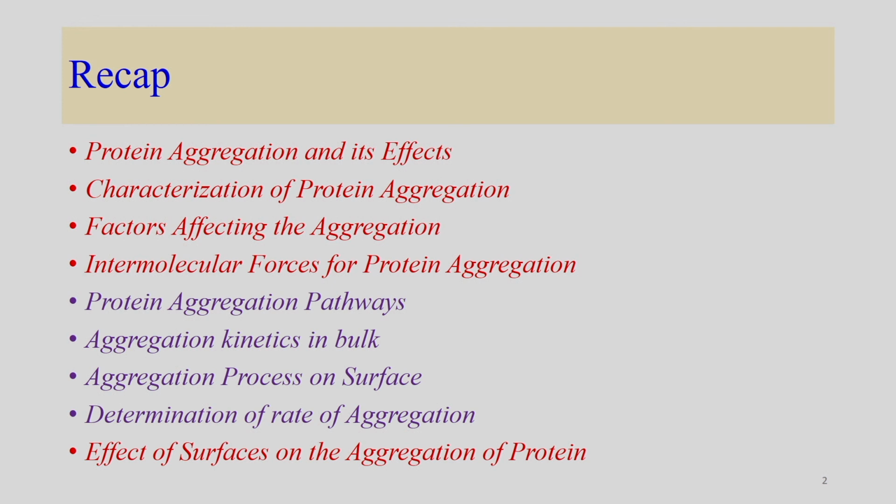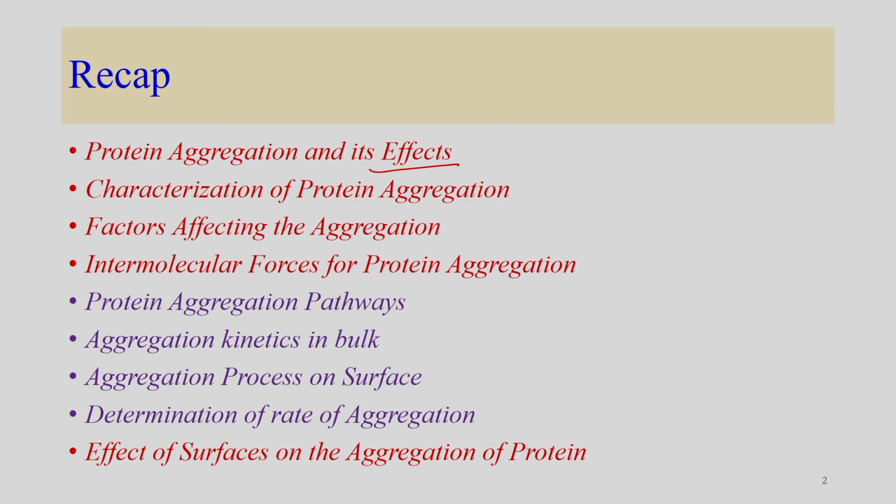So, first we will recap the last module. In the last module we discussed the aggregation of proteins: how protein aggregates in the solution, also in the presence of a surface, and what are its effects. If there is aggregation of proteins, it starts with conformational changes. The protein becomes functionally inactive, and it is also associated with various neurodegenerative diseases like Alzheimer, Parkinson and prion.